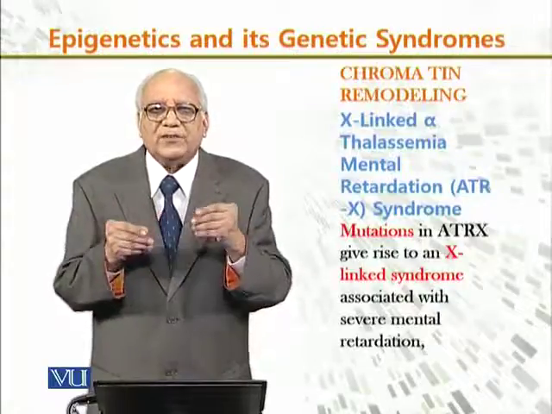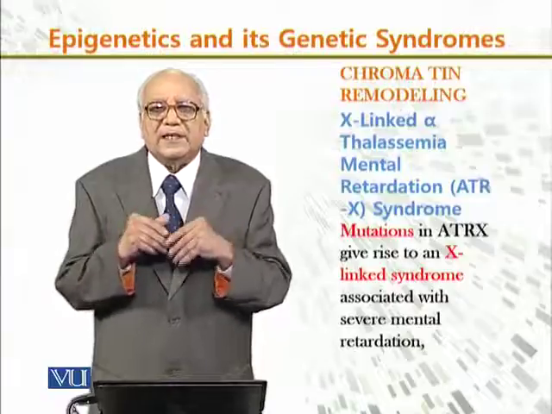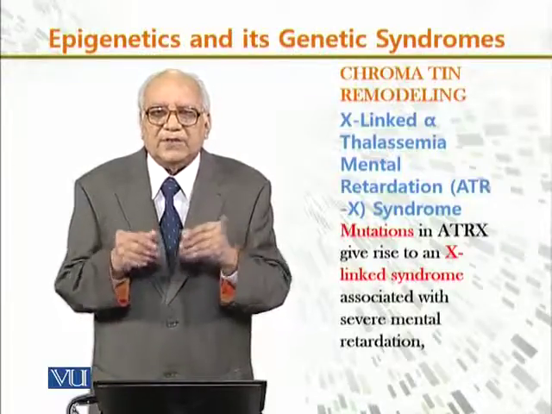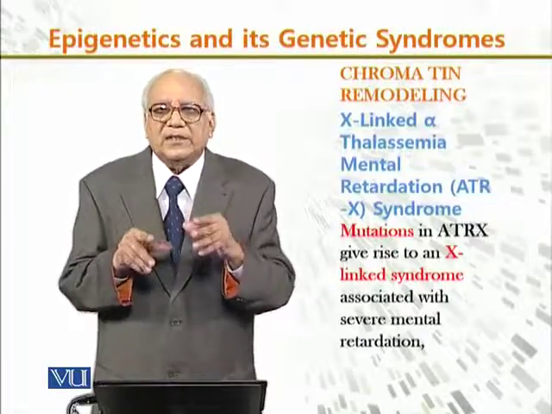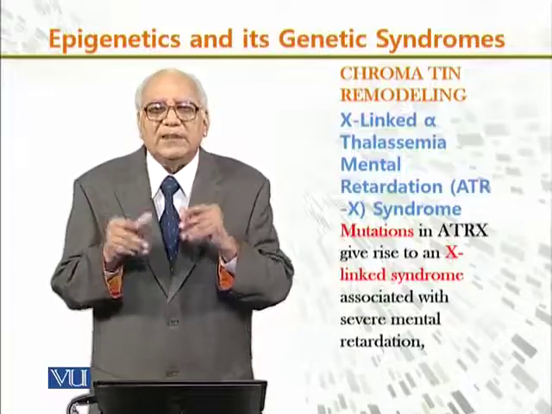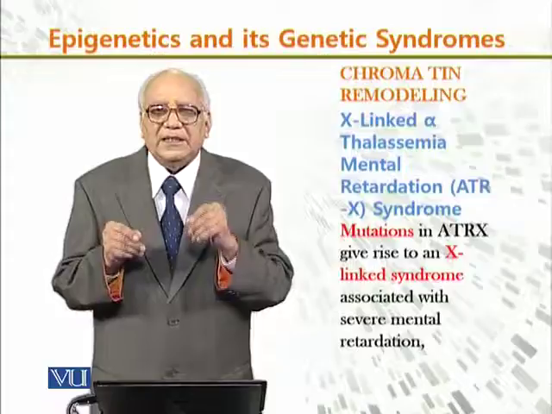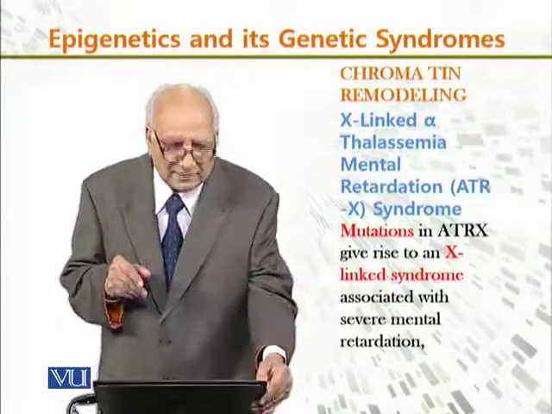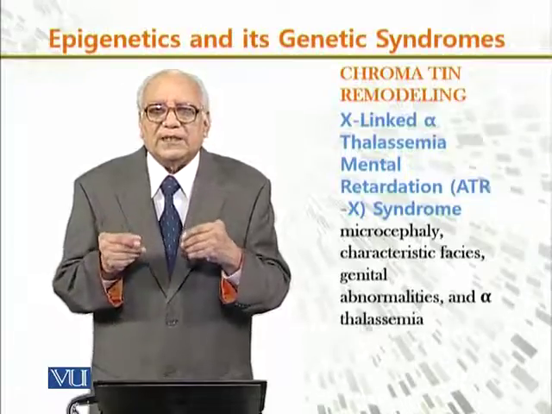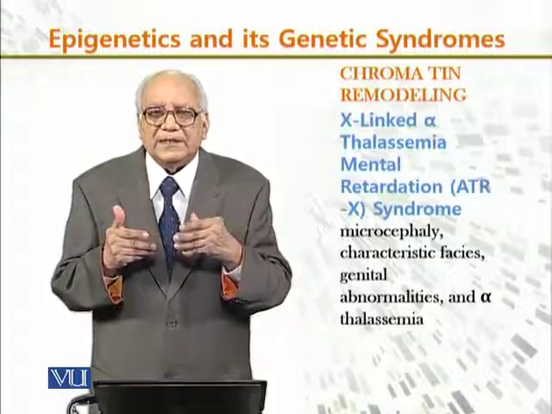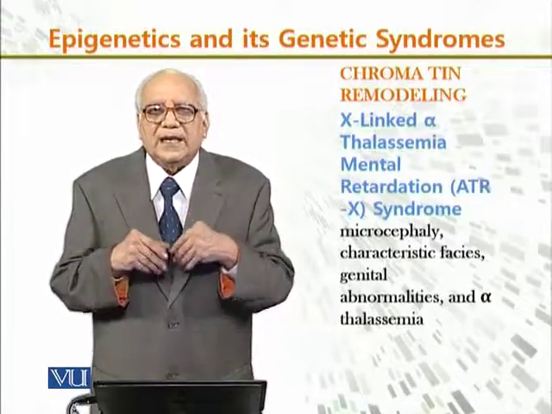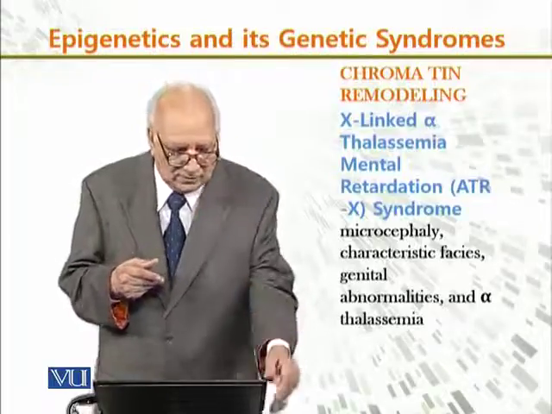An example can be X-linked alpha thalassemia, mental retardation, ATRX syndrome. Here, mutation in ATRX gives rise to an X-linked syndrome, and it is associated with severe mental retardation. So in mental retardation, mutation in ATRX is involved with X-linked inheritance. Also, this ATRX syndrome has microcephaly, characteristic facial features, genital abnormalities, and alpha thalassemia involved.